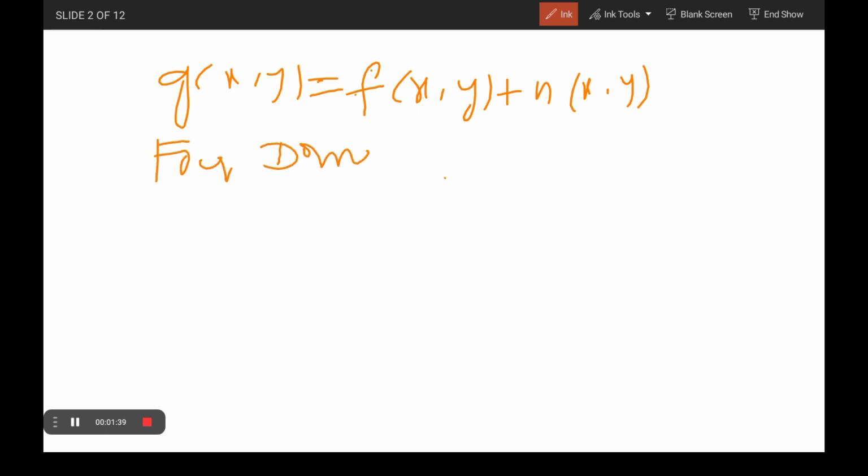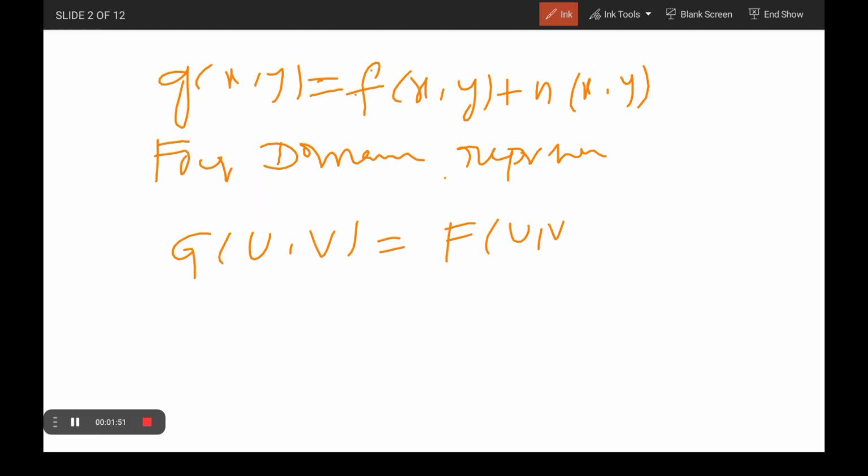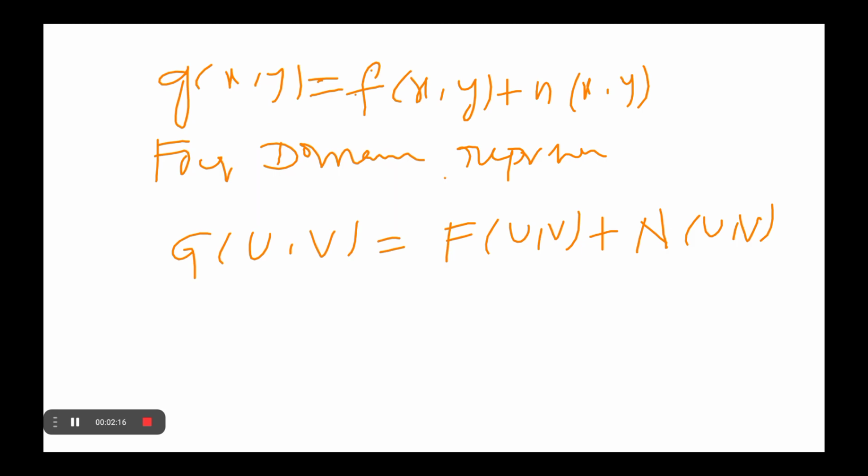The frequency domain representation is g of u comma v is equal to f of u comma v plus n of u comma v. So this is the frequency domain representation of the degraded function. Our aim is to estimate the restoration filter. For that purpose, what are the different types of filters we have to apply to the degraded image to estimate the input image? The first one is the mean filter. Let us see them one by one.